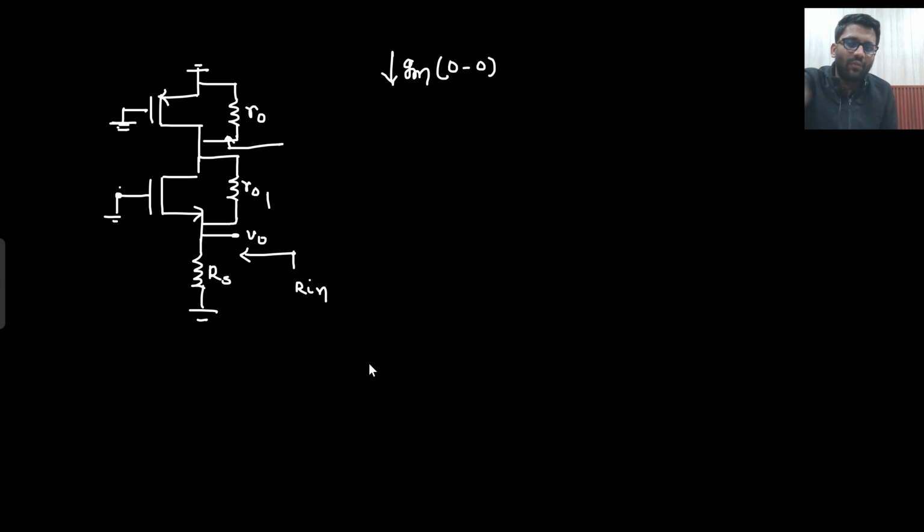VSG is gone. Then how will you replace R0? Sorry, how will you replace the complete configuration? Only R0 is left, no? From this particular node to ground, only R0 is left. Say yes or no.